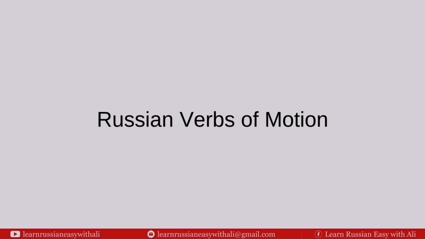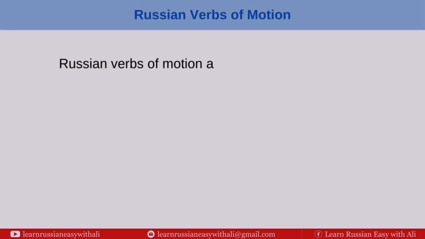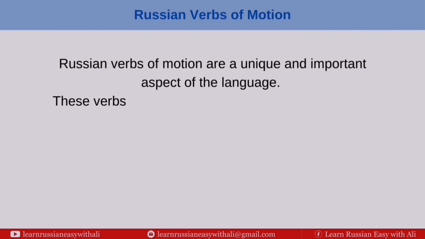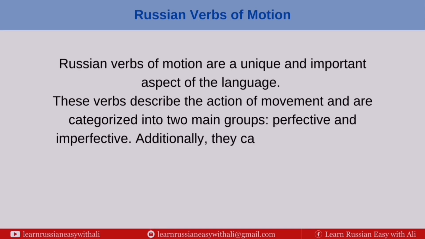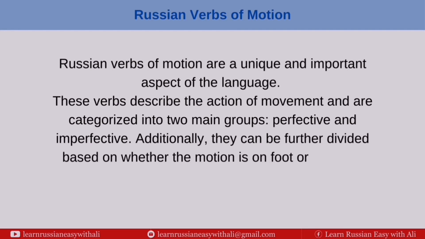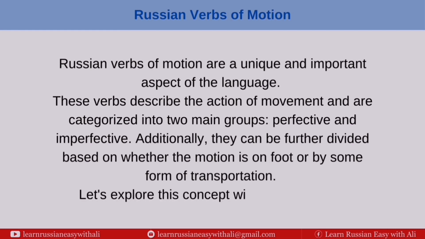Russian verbs of motion. Russian verbs of motion are a unique and important aspect of the language. These verbs describe the action of movement and are categorized into two main groups, perfective and imperfective. Additionally, they can be further divided based on whether the motion is on foot or by some form of transportation. Let's explore this concept with two examples.